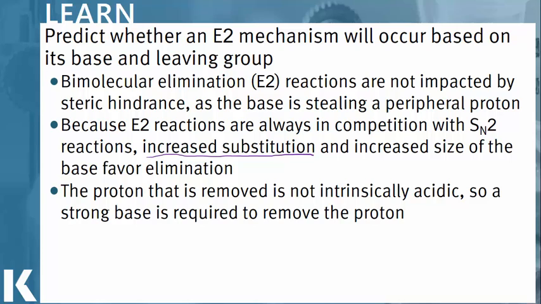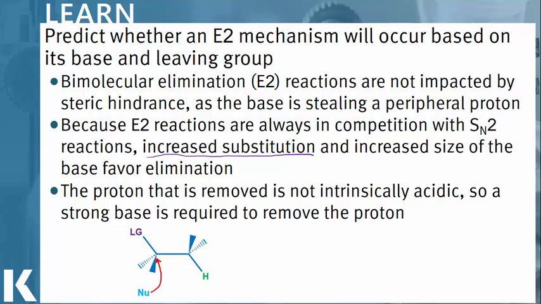E2 reactions will always be preferred when there is more substitution on our electrophile and on our base. We want big, bulky things. Why? Well, remember that in SN2 reactions, we wanted minimal steric hindrance on the nucleophile and the electrophilic carbon because our nucleophile has to be able to get in and attack that electrophilic carbon. If there's too much stuff around either of them, that can't happen.